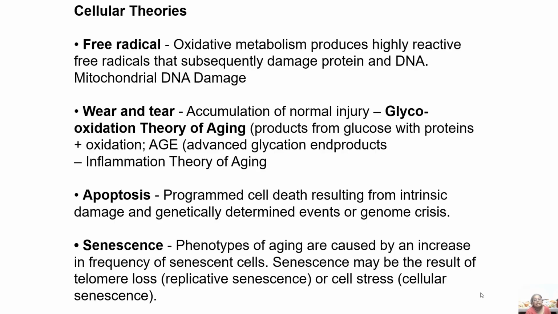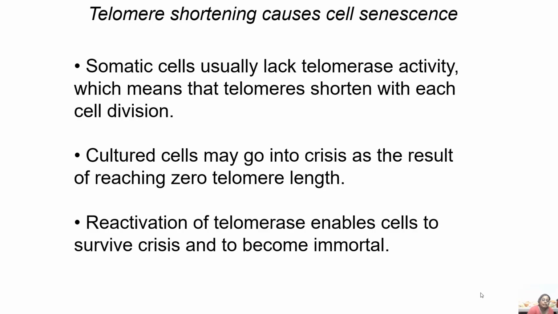Then there is programmed cell death resulting from intrinsic damage and genetically determined events of genome crisis. Senescence phenotypes of aging are caused by an increase in the frequency of senescent cells. Senescence may be the result of telomere loss or cell stress. Somatic cells usually lack telomerase activity, which means that telomeres shorten with each cell division. Cultured cells may go into crisis as a result of reaching zero telomere length. The reactivation of telomerase enables cells to survive crisis and to become immortal.